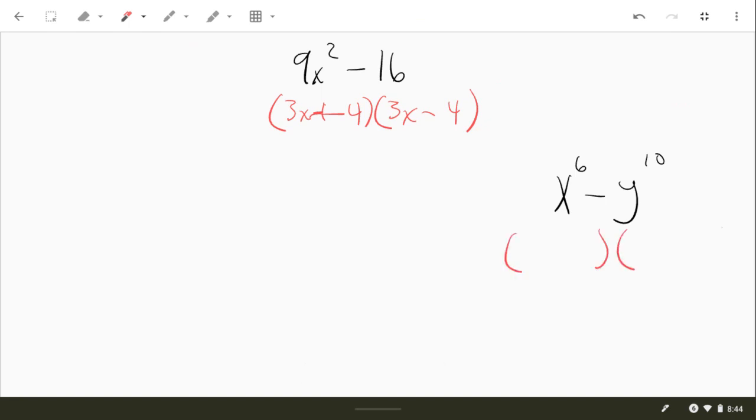All right, so again, this is going to be difference of squares. What times itself will give us x to the 6th power? That's x to the 3rd. Remember, if you multiplied these, you would add the exponents. And then what times itself will give you y to the 10th? That's y to the 5th. So I'm just cutting those exponents in half. That's all I'm doing. Minus, plus.